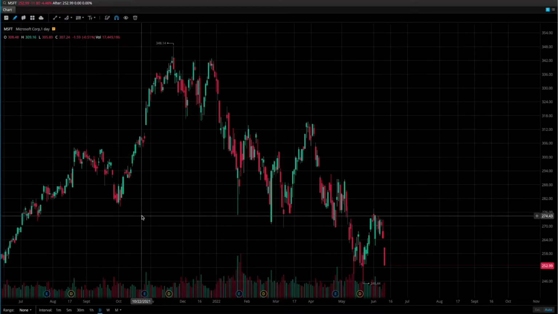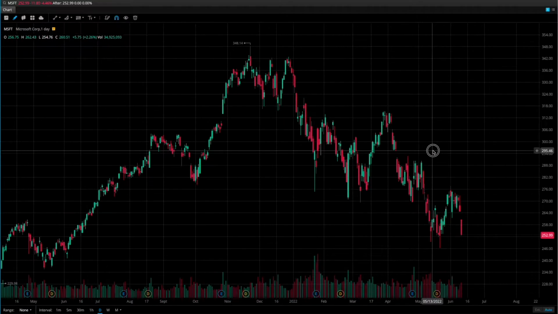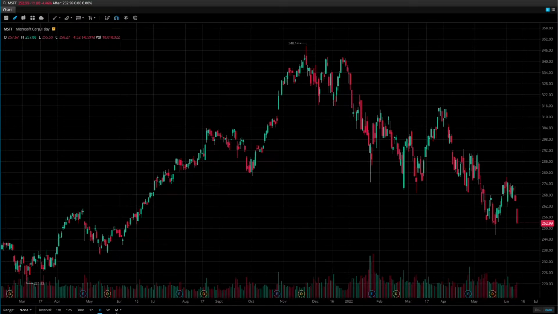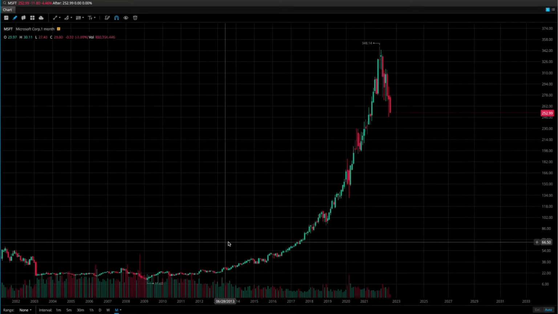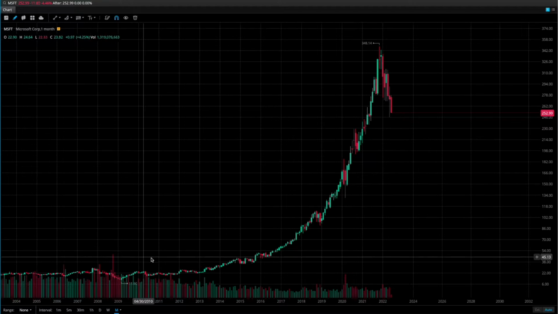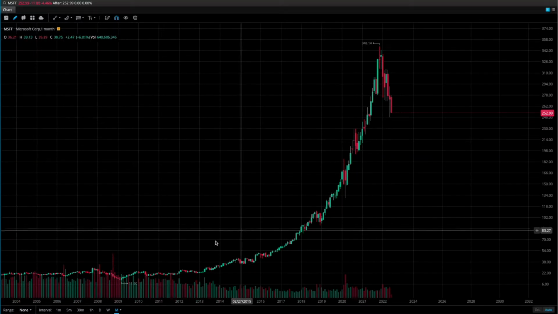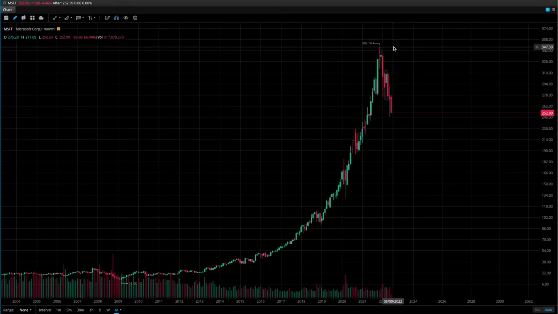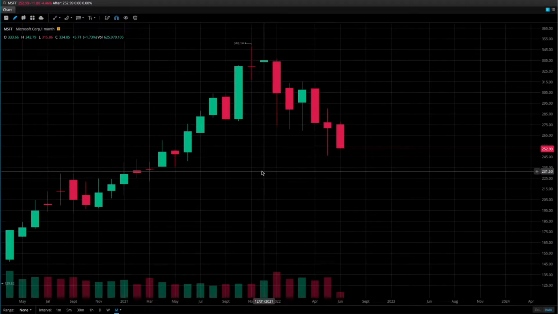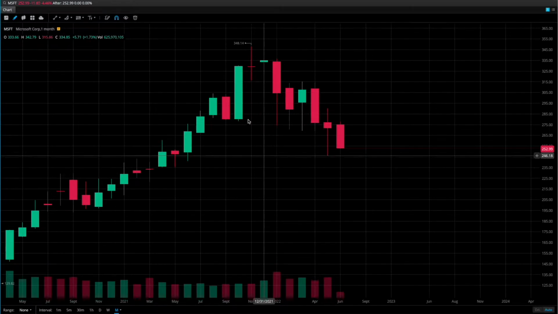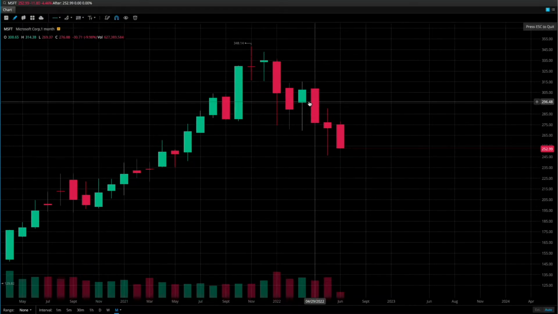So the way I like to map my levels, and this isn't the end all be all, this is just what works for me. I like to start at the month chart. Taking a look at Microsoft, it is just a complete rampage up since 2009, from $11 all the way up to $348. So I like the month chart because these are just really strong levels that typically hold pretty well, and so I draw the horizontal line.